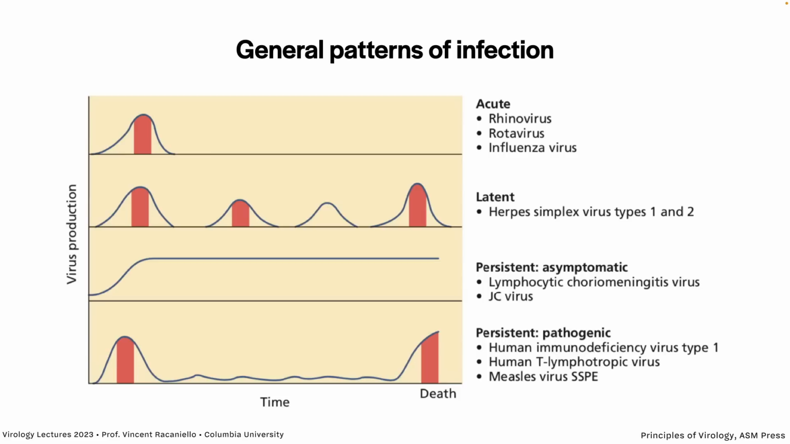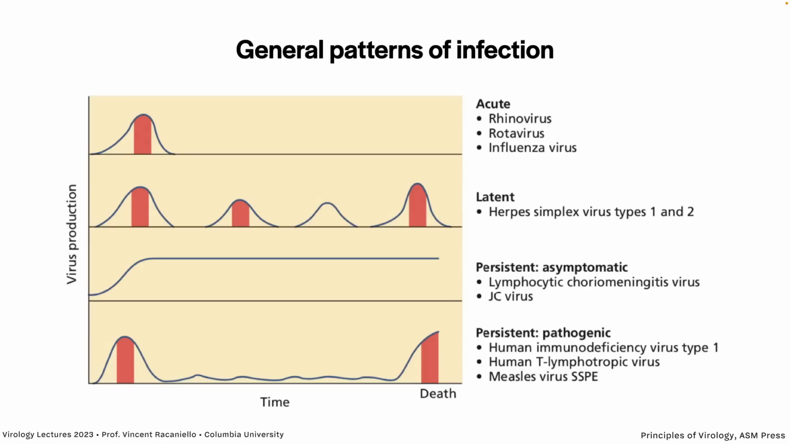So here is a series of graphs that explain acute and persistent infections for you. And acute infections are at the top. So this graph is virus production on the y-axis and time on the x-axis. And the blue line is virus production. These are infections of hosts, people or some other kind of animal. So the blue line is virus, and the red bar is the disease period.